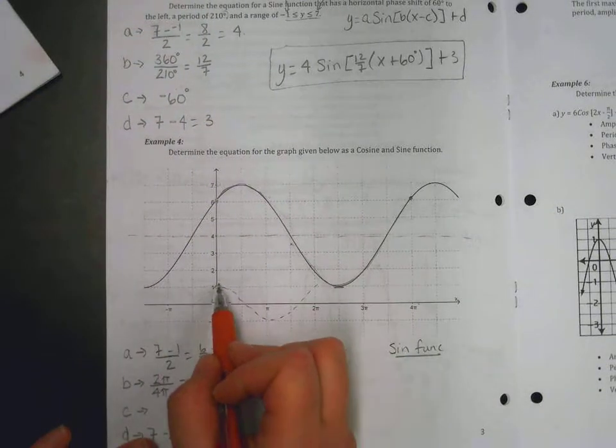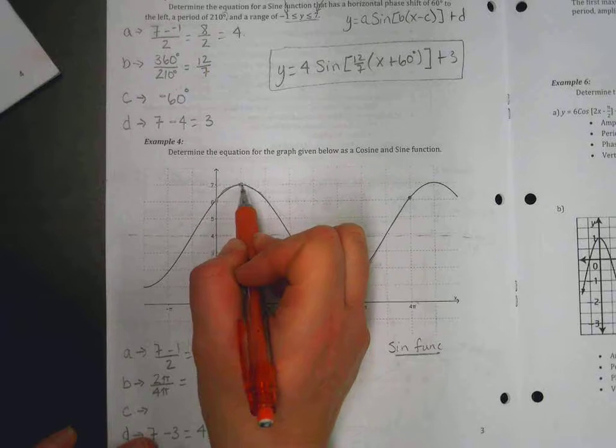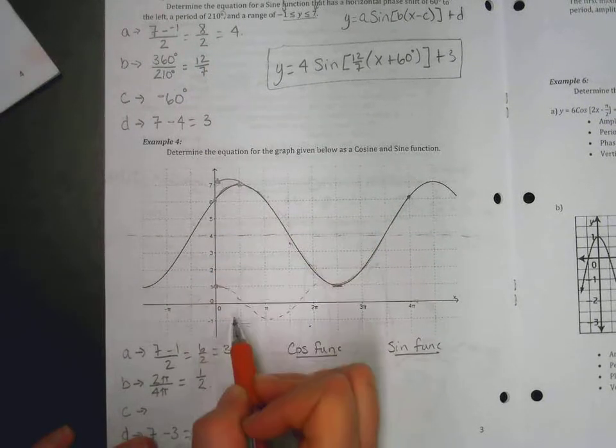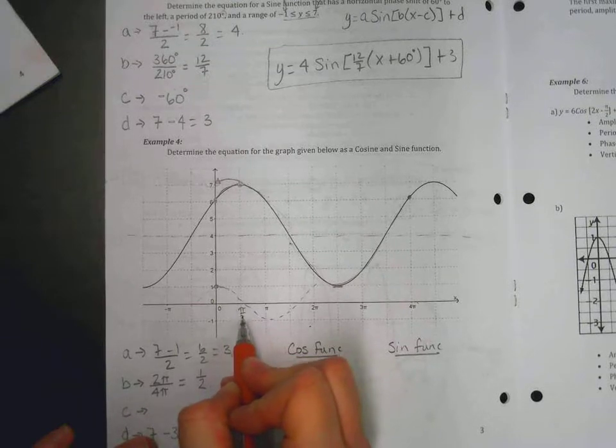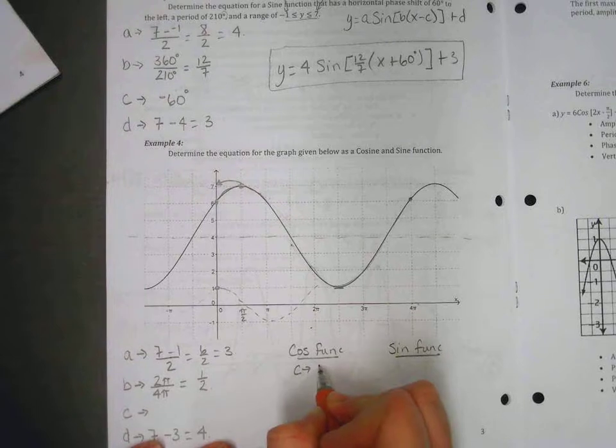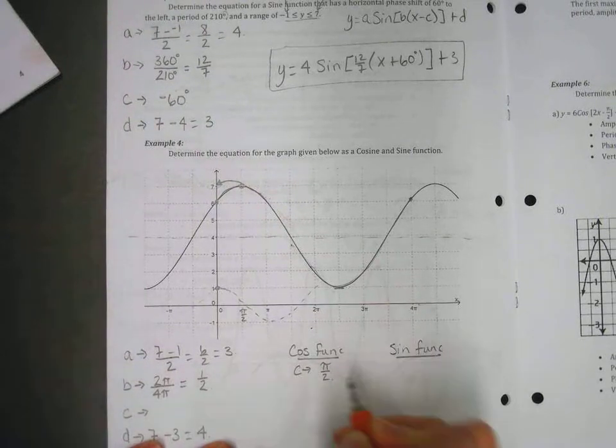So if I take a look, here's my maximum point, it's moved off of the y-axis by half a pi. So for a cosine function, c value would be half a pi.